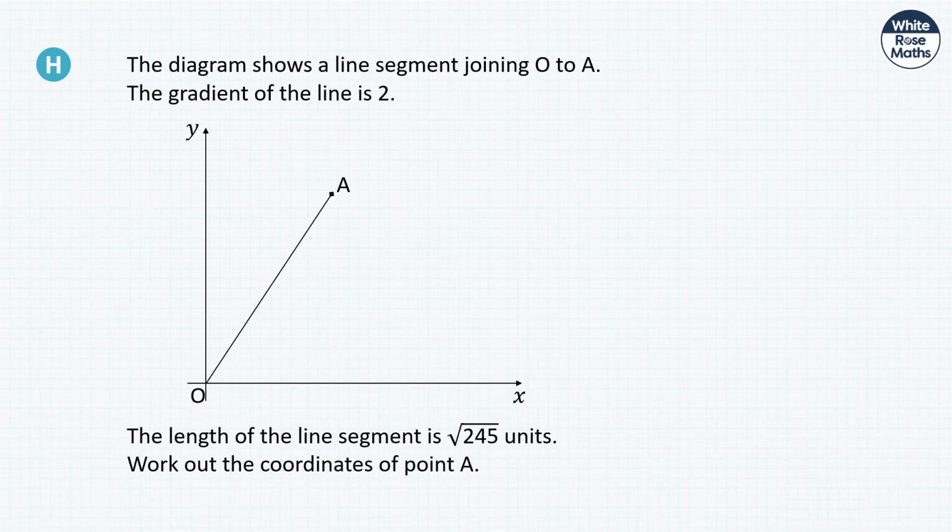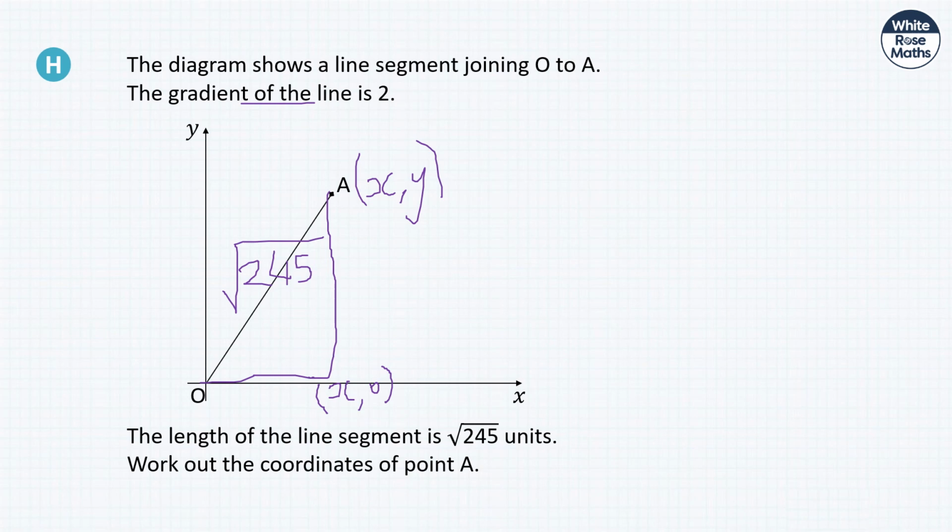Okay, this next question, the diagram shows the line segment joining O to A. The gradient of OA is 2. The length of the segment is root 245. Work out the coordinates of A. So if the gradient is 2, let's say we'll call that x, 0, and that'll be x, y. So the gradient would be y minus 0 over x minus 0.